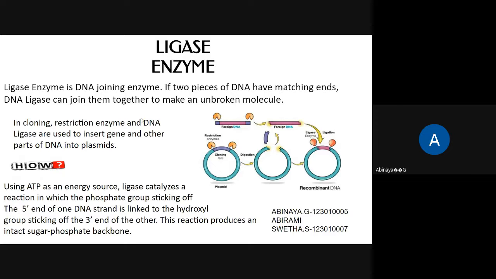How does DNA ligase do this? It works using ATP as an energy source. Ligase catalyzes a reaction in which the phosphate group sticking off the 5' end of one DNA strand is linked to the hydroxyl group sticking off the 3' end of the other. These reactions produce an intact sugar-phosphate backbone.